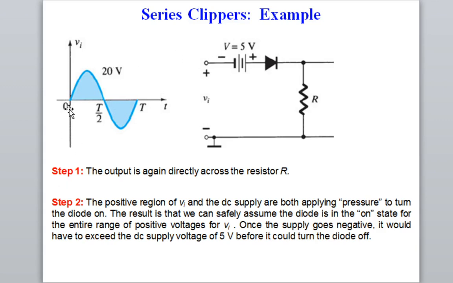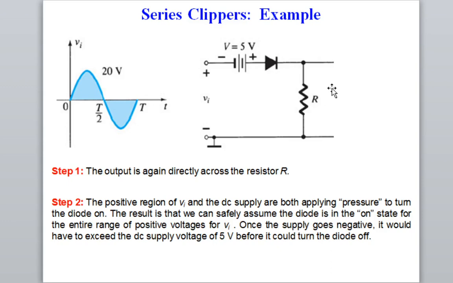You are given an input signal from 0 to T half, sinusoidal, with a maximum peak voltage of 20 volt, and this signal is applied across the input. Then you are given a 5 volt battery power supply, and then a diode and a resistance. It is asked to find the output voltage across the load resistance. Draw the output characteristics curve, draw the output waveform, and find the output voltage for the given clipper circuit.